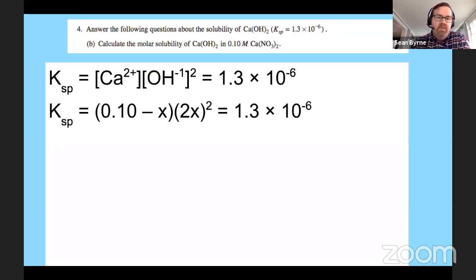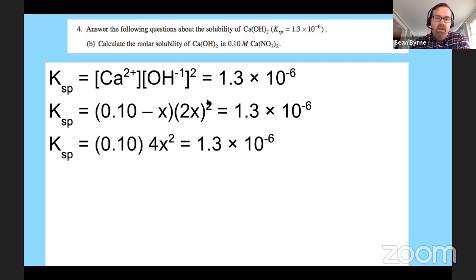Many students are going to get confused on 2 different things here. First, they're going to forget to put the 0.1 plus X. They're either just going to put the 0.1 or just the X. We'll talk about that in a minute. But they'll also forget to put the 2X and the squared here. Remember that the 2X has to do with stoichiometry, and the exponent of a 2 here has to do with the equilibrium expression with the KSP. So both of them need to be present here.